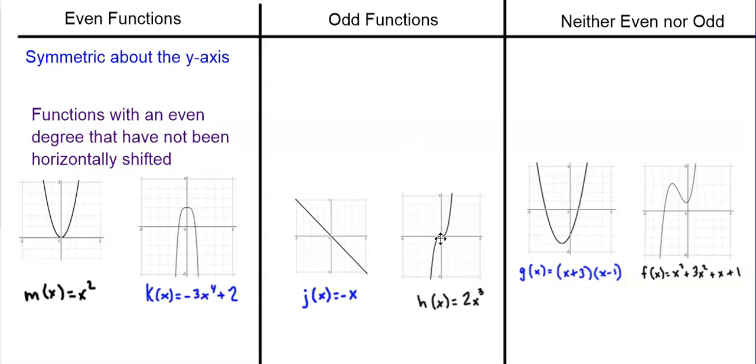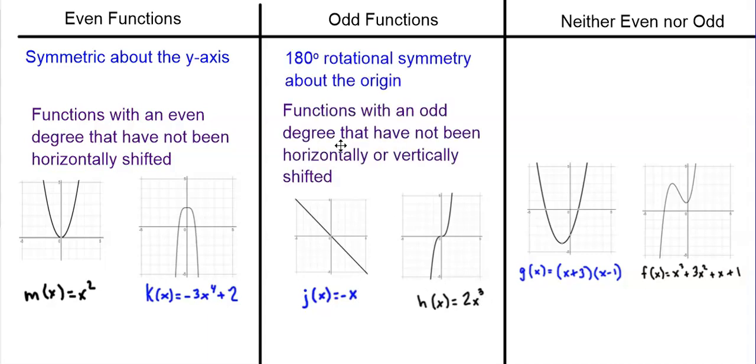So these are two examples of odd functions. I have j of x equals negative x and h of x equals 2x cubed. So you may have noticed that these have an odd degree. So this one, its degree is 1, and this one's degree is 3. Odd functions have 180 degree rotational symmetry about the origin. So functions with an odd degree that have not been horizontally or vertically shifted.